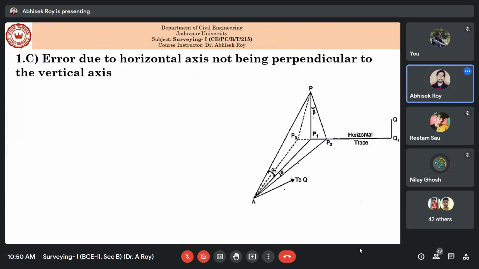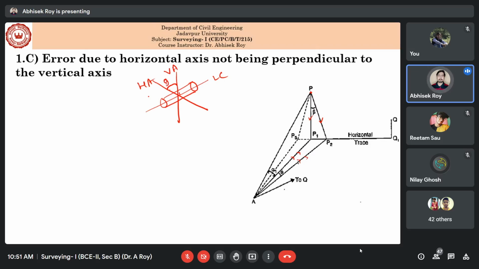See, while you are measuring, you should measure with respect to AP1. But instead of AP1, you are measuring with respect to AP2. Why are you measuring AP2? Because when you bisect P and go down, your path will follow this one instead of this one. So obviously there will be some kind of error beta. That beta is also the error between the line of collimation, the horizontal axis and the vertical axis. That error is also the error between the horizontal axis and vertical axis.